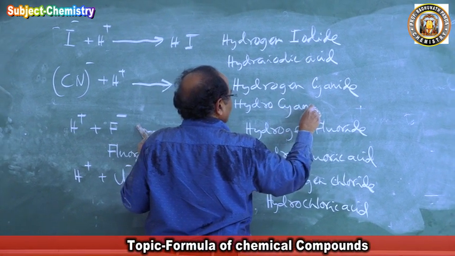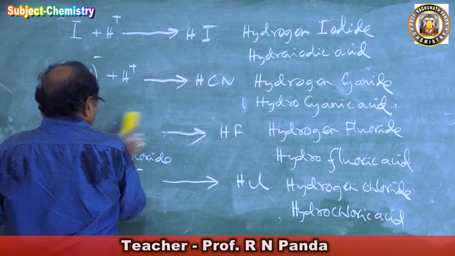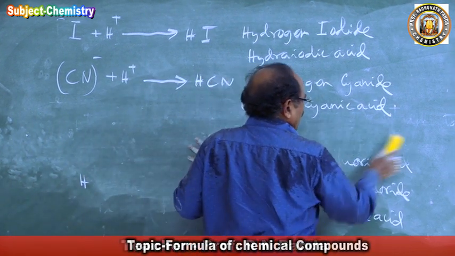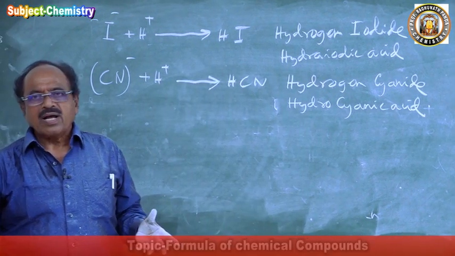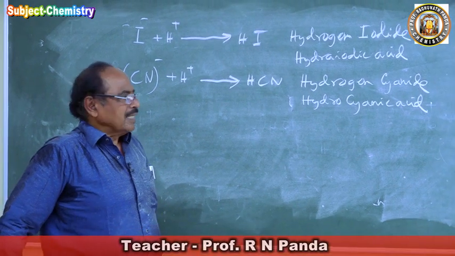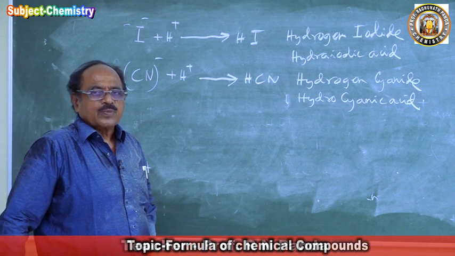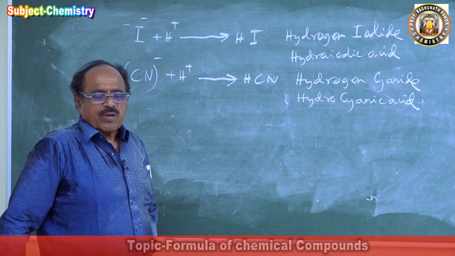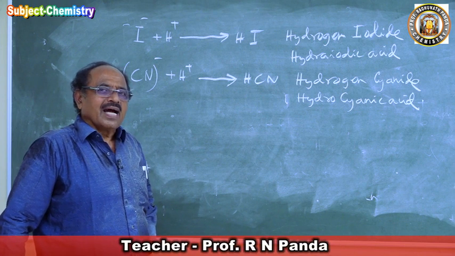So now you are easily writing the formulas of the acids. Very easy. All halide radicals combine with H plus ion to form hydra acids. The names of the hydra acids end in -ic acid. So hydrogen fluoride, hydrofluoric acid; chloride, hydrochloric acid; bromide, hydrobromic acid; iodide, hydroiodic acid; cyanide, hydrocyanic acid.